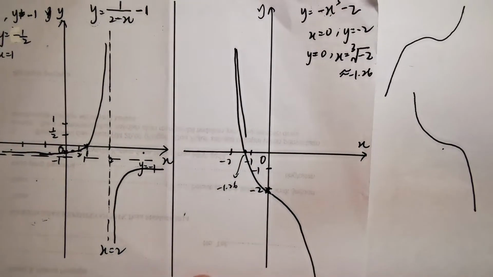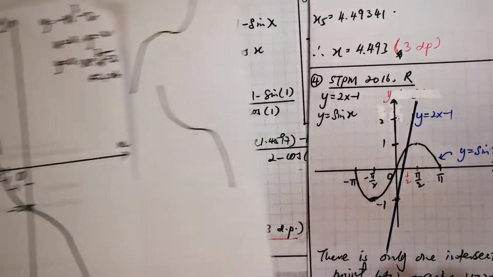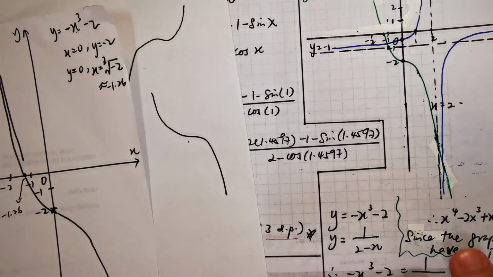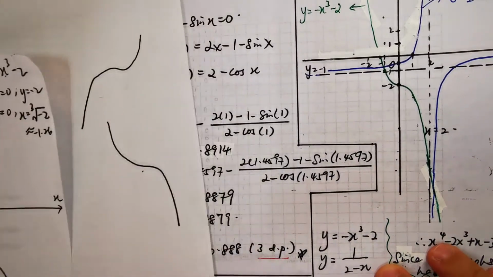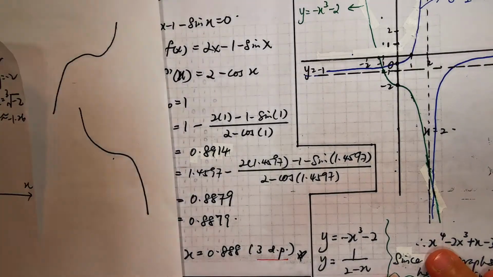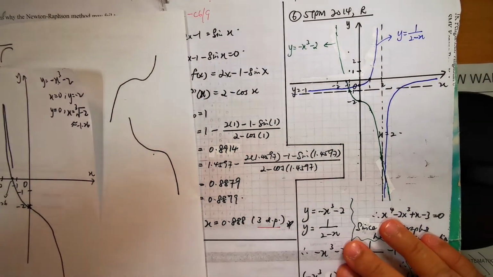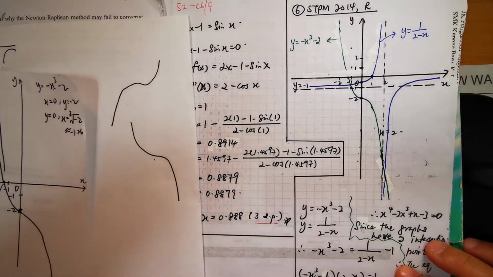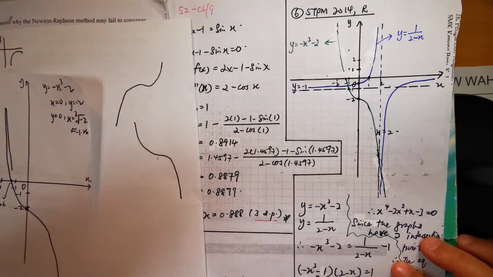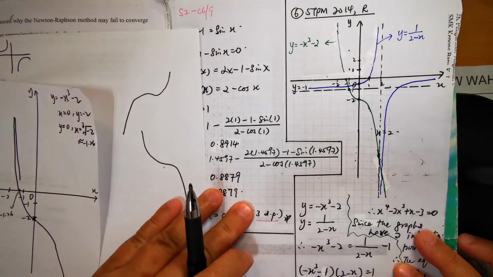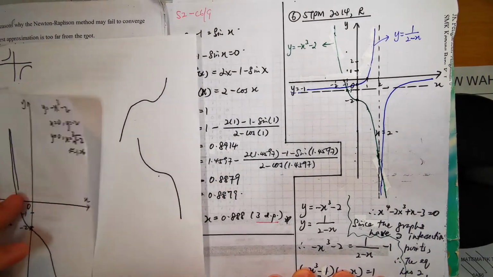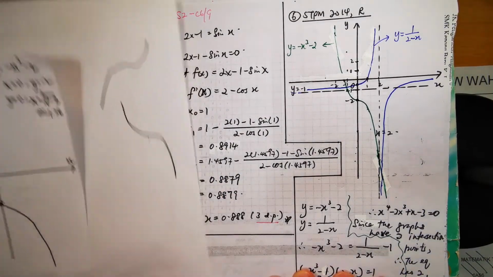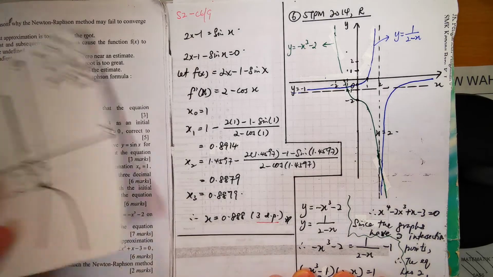So when we combine them into the same axis, then it will be like this. Can you see? Too big. Alright, so it will be like this. When we combine it into the same axis, the graph will be like this.